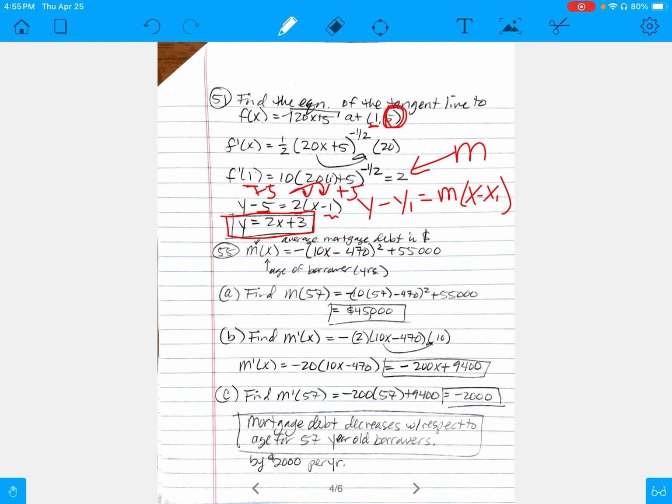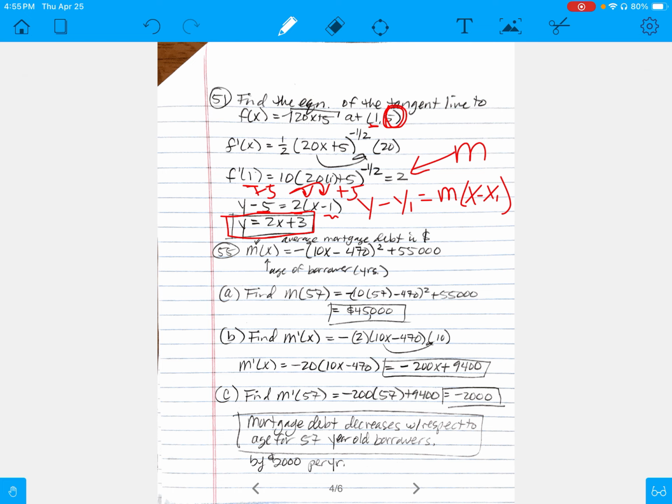Let's see. This next one, we have an equation talking about average mortgage debt in dollars based on the age of the borrower in years. So we're just given an equation. First, it says find M of 57. So we want to find the average mortgage debt in dollars for a 57-year-old borrower. We're plugging in the value of 57 everywhere we see an x, and then just crunching that number through. And we find that a 57-year-old has an average of $45,000 in mortgage debt.